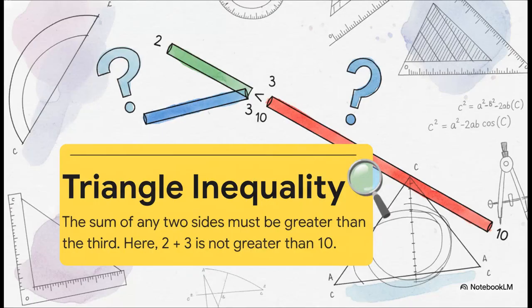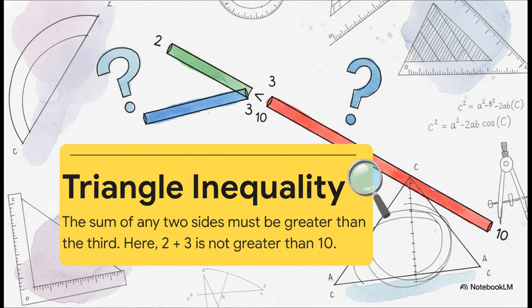And this all circles back to a super fundamental rule of geometry, the triangle inequality theorem. All it says is that if you add up any two sides of a triangle, the sum has to be bigger than the third side. In our case, 2 plus 3 is 5, and 5 is definitely not greater than 10. Those two short sides aren't even long enough to meet. The law of cosines didn't just give us an error, it actually proved this for us mathematically.